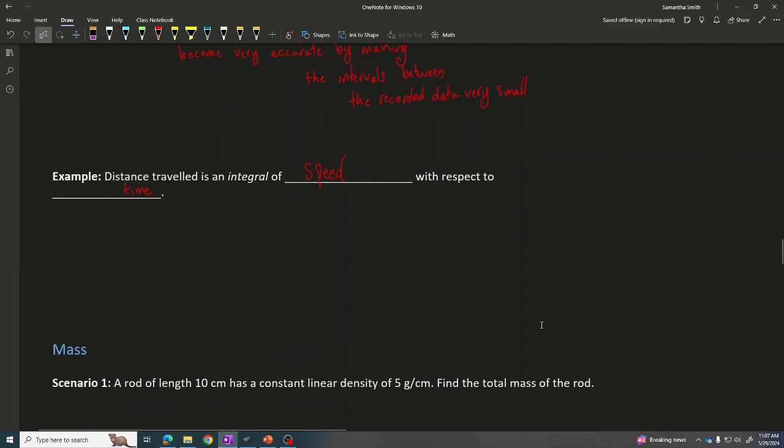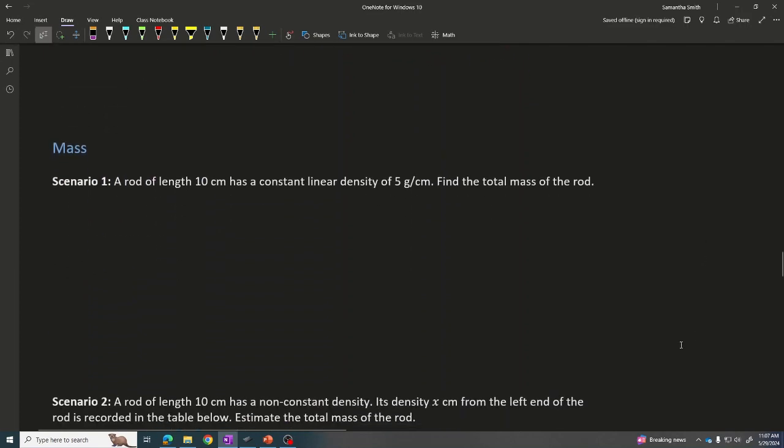Let me give you an example of mass. So in this introductory scenario, basic stuff that you can do using just arithmetic, suppose that you had a rod, for example, a metal rod. It was 10 centimeters long. And the density of the rod was constant. The rod is made of the same material, same thickness throughout the entire thing, and it has a linear density of 5 grams of mass accumulated with every centimeter of length, 5 grams per centimeter. Based on this information, how would you find the mass of the rod in total?